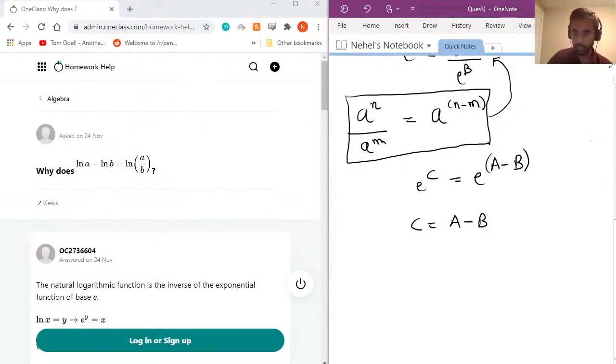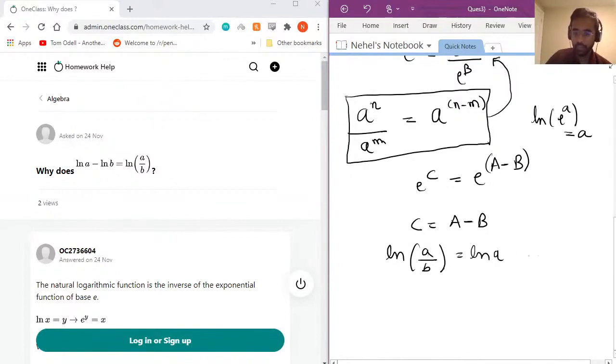This is essentially because log of e to the A is equal to A. Since we have got this, it brings us to the final answer as well. Initially we defined C to be the natural log of a over b, A to be the natural log of a, and B to be the natural log of b. So from this we have come full circle.